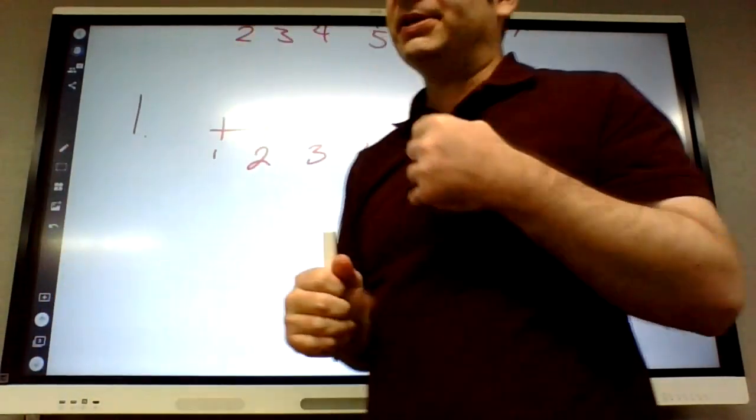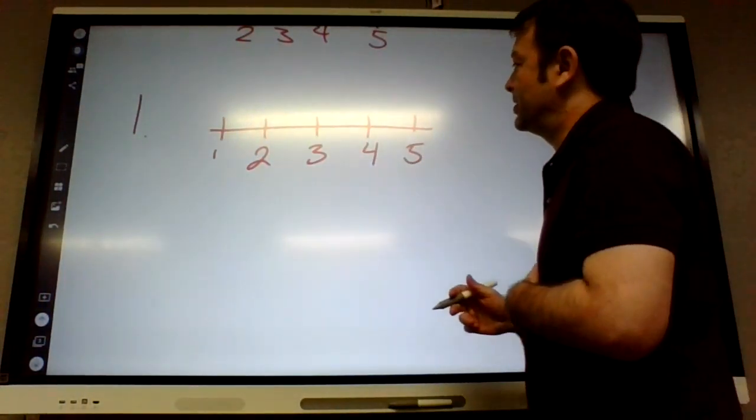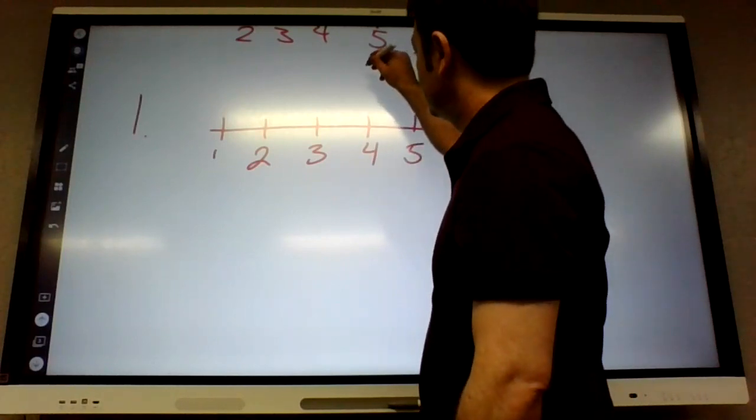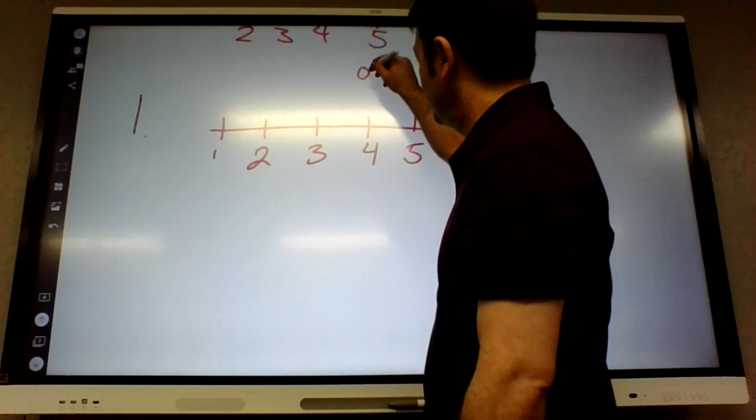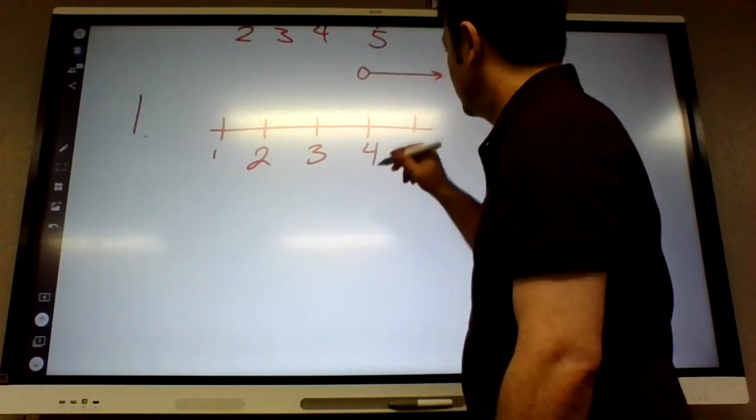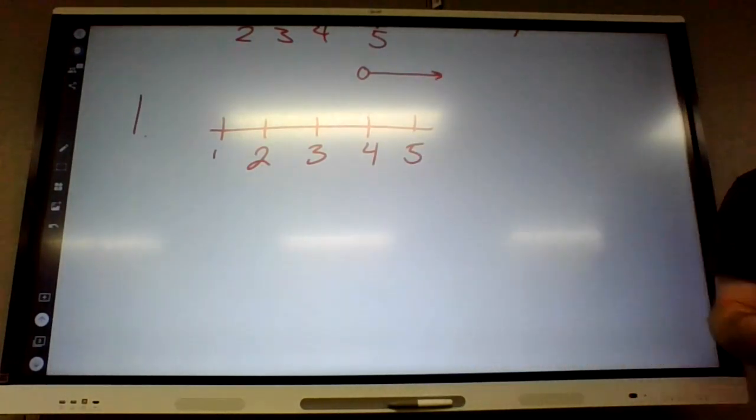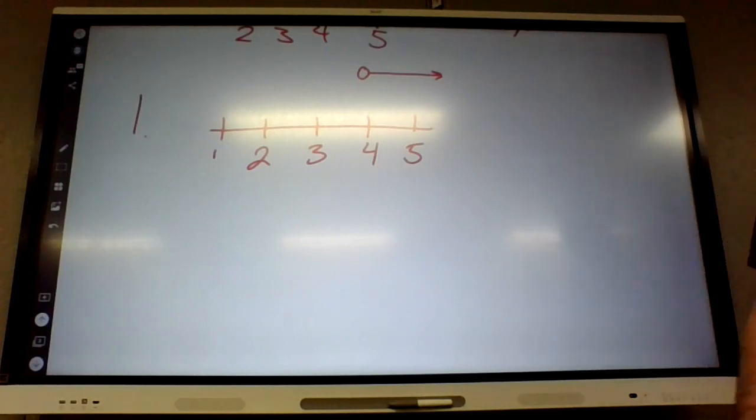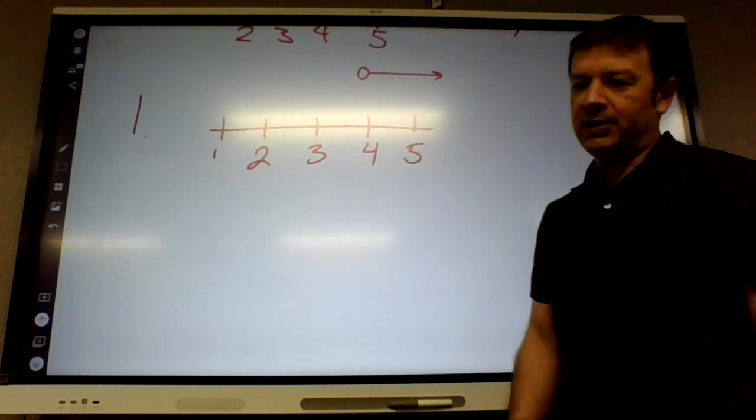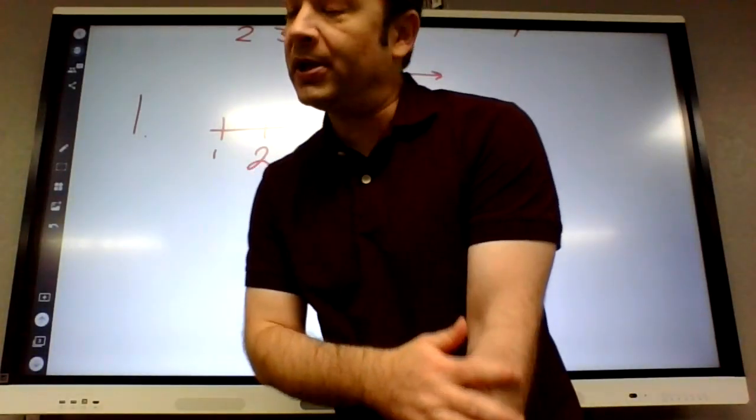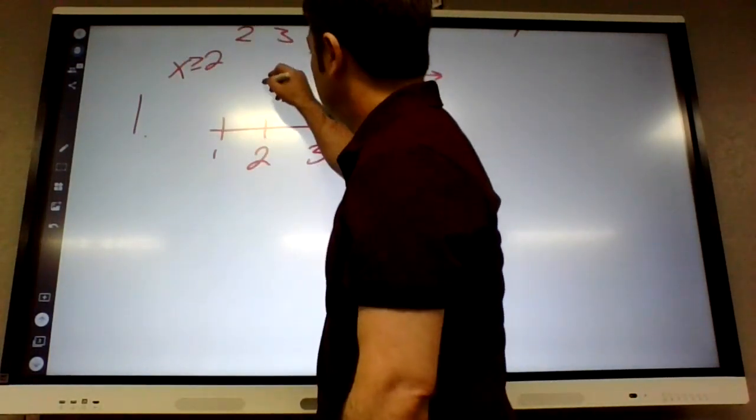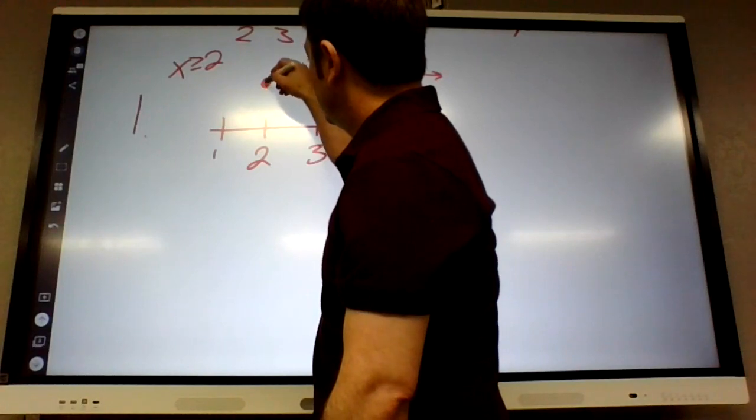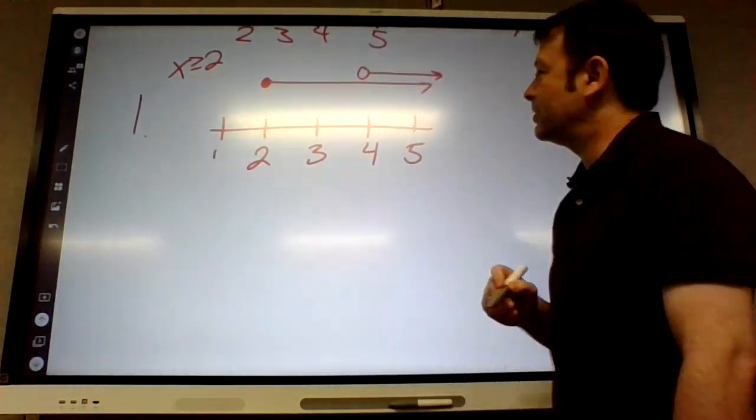Okay, what does x greater than 4 look like? A circle over 4. Going to the right. All the numbers greater than 4 are to the right. Bigger numbers are that way. And then what is x is greater than or equal to 2? A closed symbol over 2 going to the right. All right.